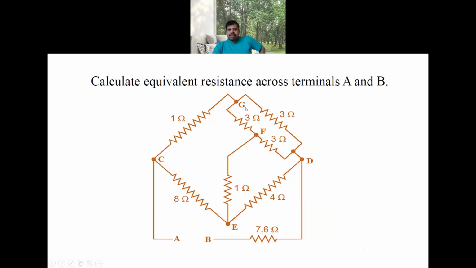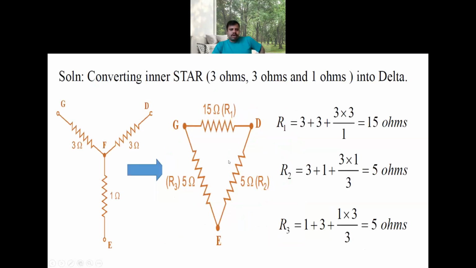So GFD, in between them, the circuit is delta connected. You can convert it into the star. That is one technique. One more technique is these three, that is 8 ohms, 1 ohm, and 4 ohms. These three are in star. You can convert it into the delta. That is another technique. You can use any technique, but you need to go for the simplified one.